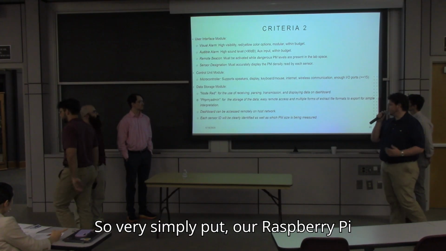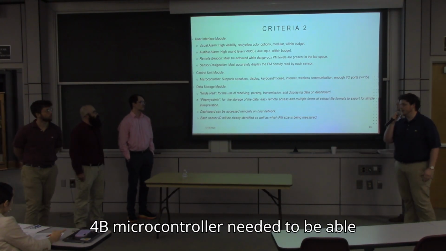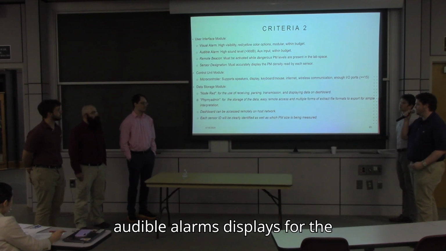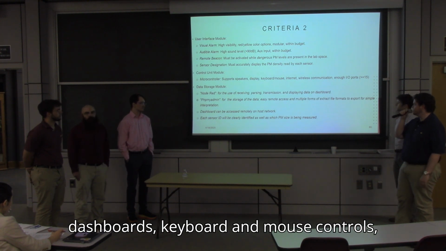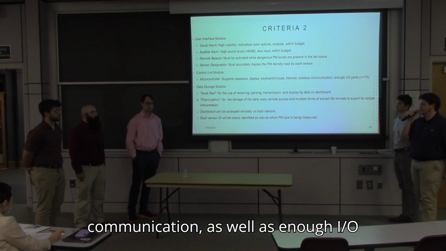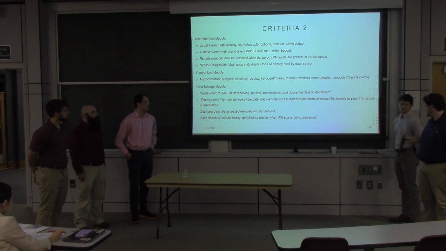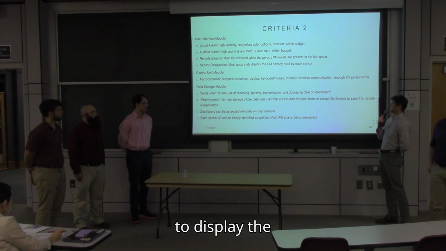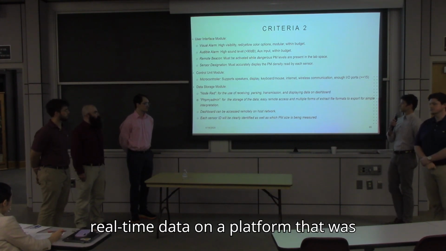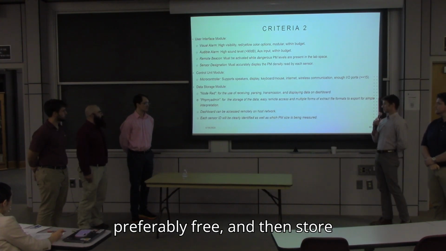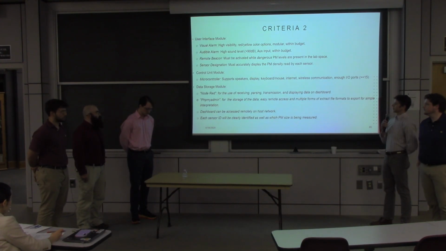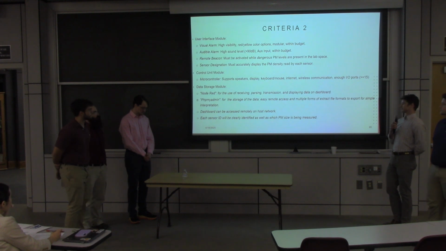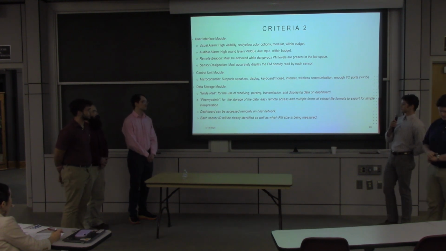So very simply put, our Raspberry Pi 4B needed to be able to integrate with all of our other modules. This included speakers for audible alarms, displays for the dashboards, keyboard and mouse controls, internet capabilities for our wireless communication, as well as enough I/O ports for the user interface. And for the dashboard, the criteria was to display the real-time data on a platform that was preferably free, and then store that data so it could be accessed by whoever is using the lab, with both of those platforms being remotely accessible on the host network.